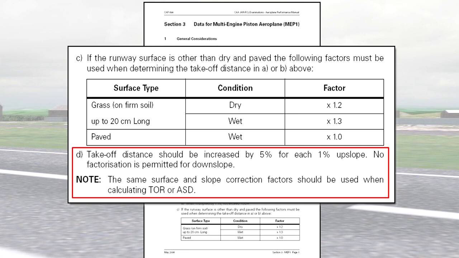In other words, if an aeroplane is to take off on a downward sloping runway, no correction factor is to be applied for the downslope. The reason for ignoring the downslope is because a downslope will decrease the takeoff distance. This adds a little extra safety margin to the takeoff distance calculation.